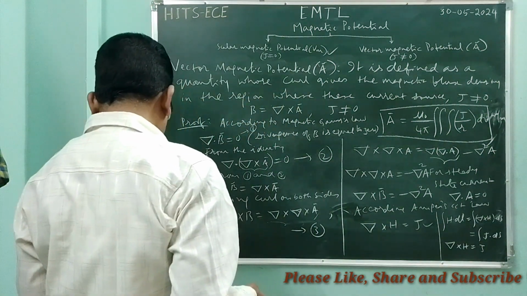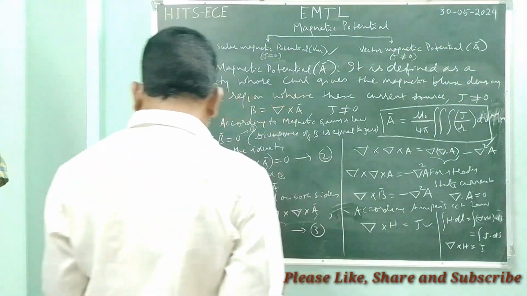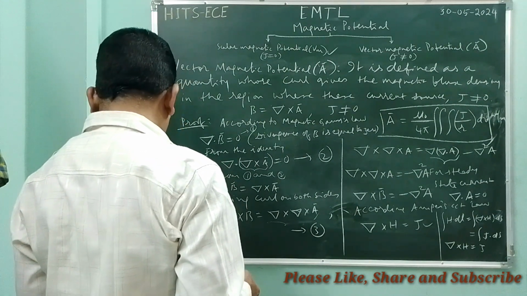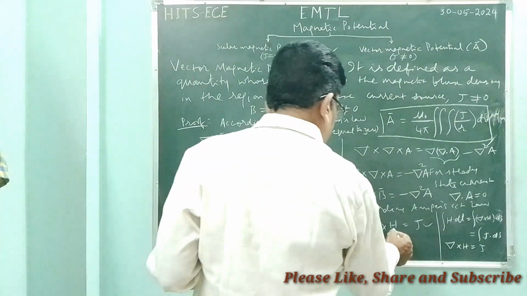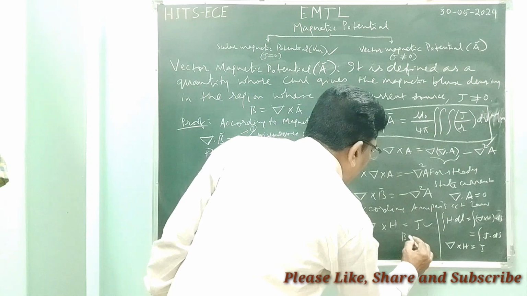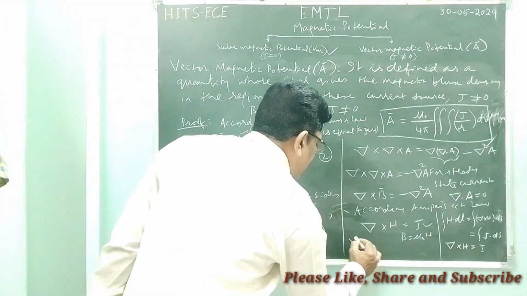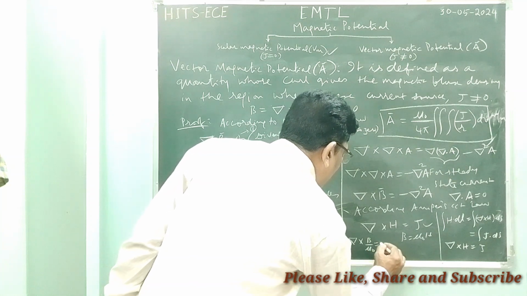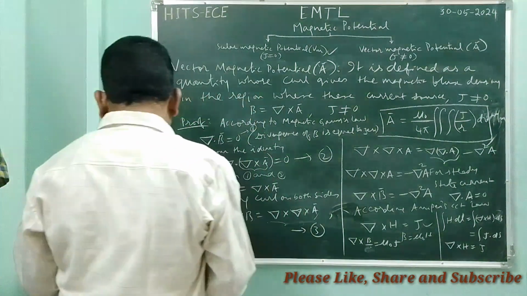You know that del cross H is equal to J. So from this, let us find out del cross B now. We know that B is equal to mu 0 H, so H is equal to B by mu 0. So del cross B by mu 0 is equal to J, or I'll write mu 0 J. Del cross B is equal to mu 0 J.